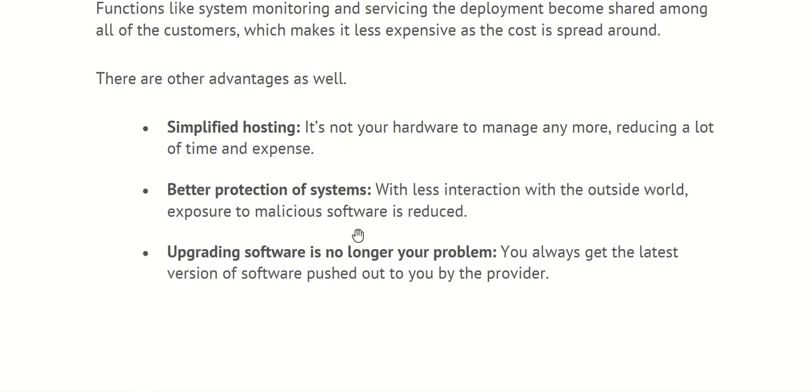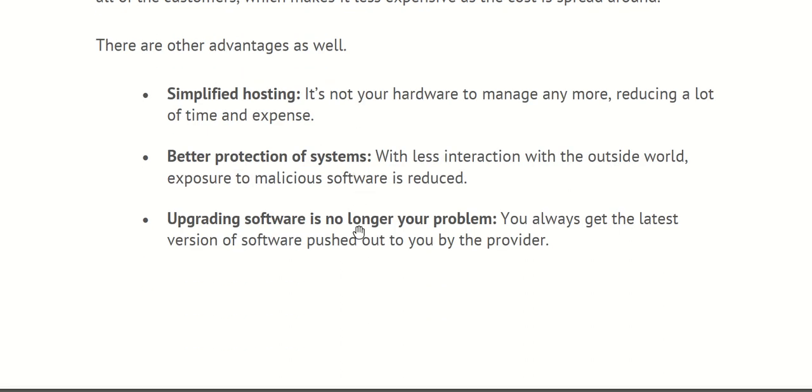There are other advantages as well. That is simplified hosting. It's not your hardware to manage anymore, reducing a lot of time and expense. Yes, better protection of systems with less interaction with the outside world. Exposure to malicious software is reduced.